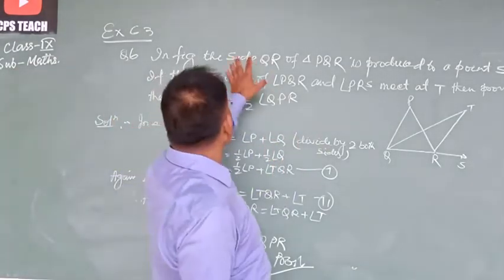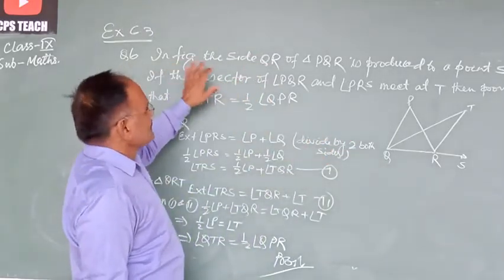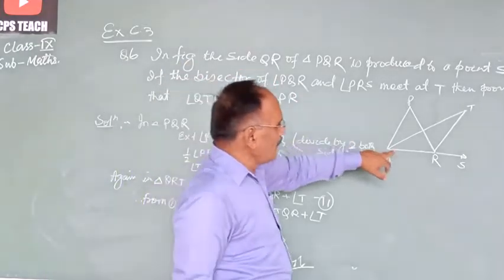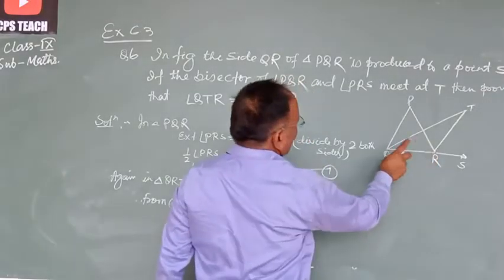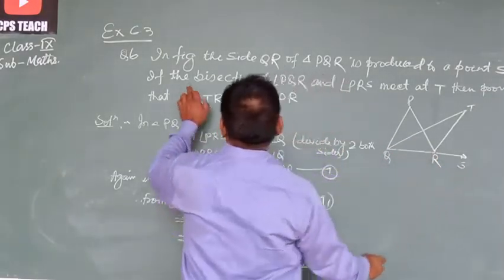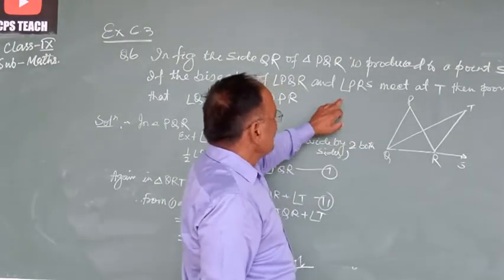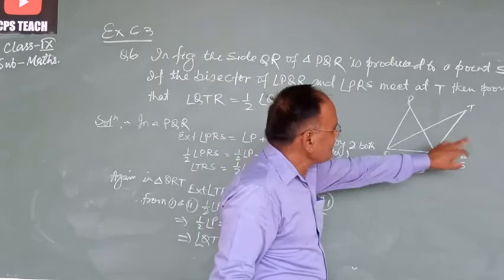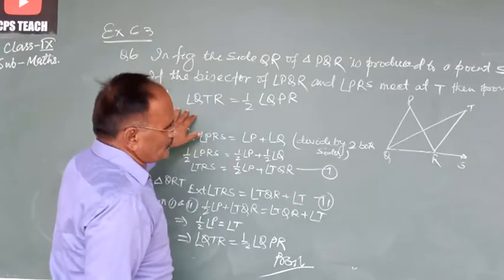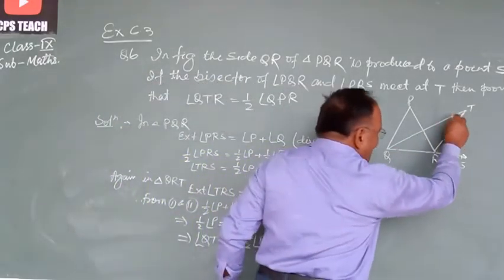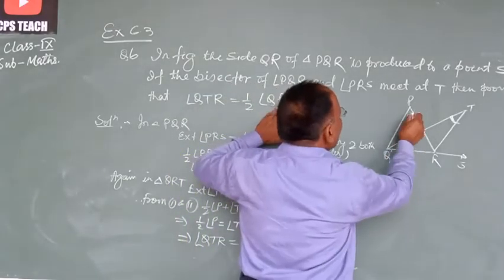Now, this is question number 6. This is the last question of this exercise. In this figure, side QR of triangle PQR is produced to S. If the bisector of PQR, that is QT, and of PRS, that is RT, meet at T, then we have to prove angle QTR is 1/2 angle QPR.